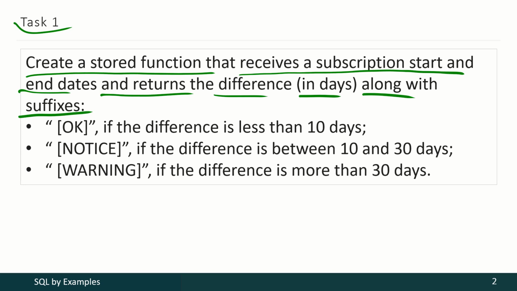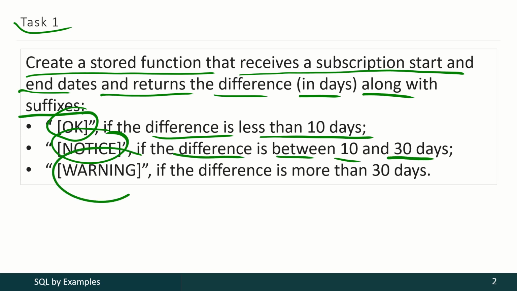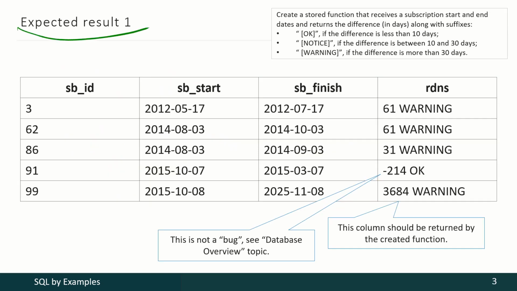And those suffixes should be like this if the difference is less than 10 days, like this if the difference is between 10 and 30 days, and like this if the difference is more than 30 days. The expected result is that this column should be produced by our function. Also, please notice that this value is not a bug, because this is the start value, this is the end value, and you may refer to that topic for details.